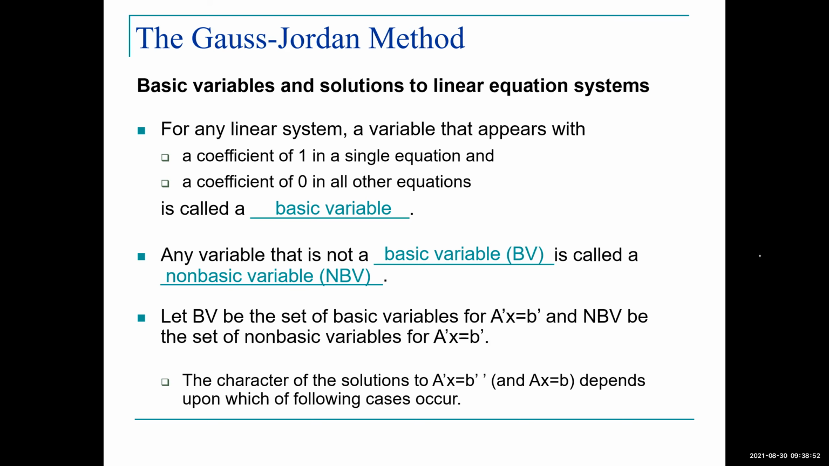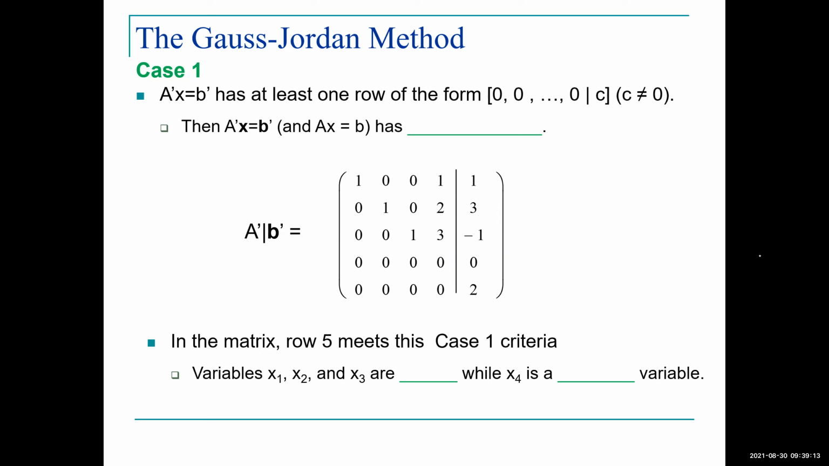Case number 1 is the case in which we are going to show that we have no solution. So again, we represent the system of linear equations as A prime X equals B prime. And then in this case, we have at least one row of the form 0, 0, 0, 0, so all zeros on the left side of the equation, and a coefficient that is different than 0 on the right side of the equation.